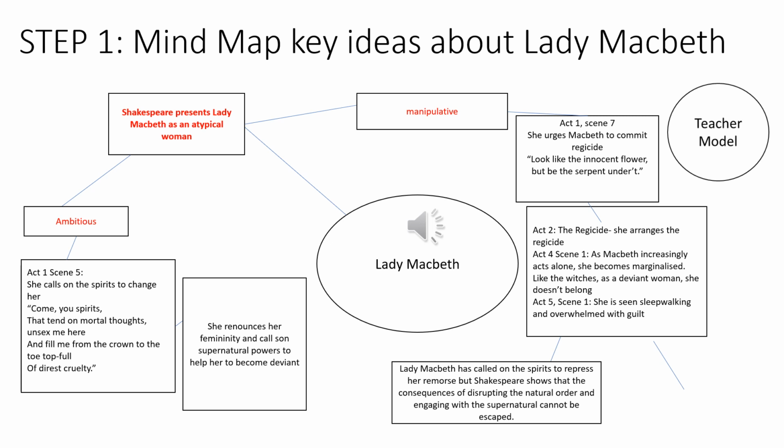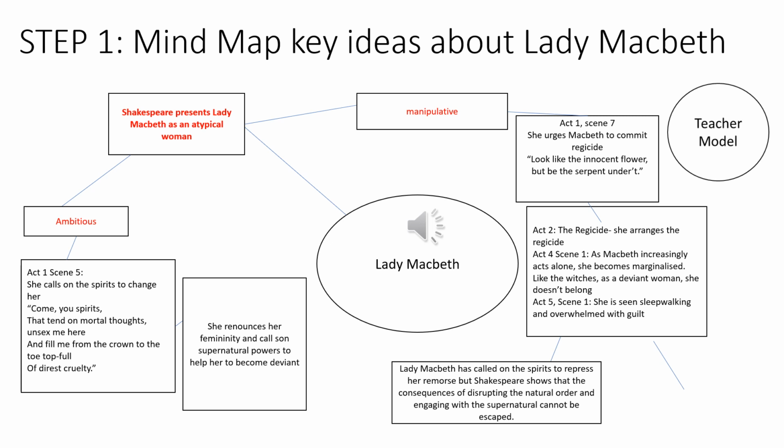Firstly, she is ambitious. She is the one at the start of the play that drives the plot to kill King Duncan, and you can see that in Act 1, Scene 5, when she asks for the supernatural for help, and she tries to become less feminine and more masculine. So you can see that at the bottom left, she renounces her femininity, gives it up, and calls upon supernatural powers to help her become deviant, help her become evil. So we clearly see her aligned with evil, which would be shocking to a Jacobean audience.